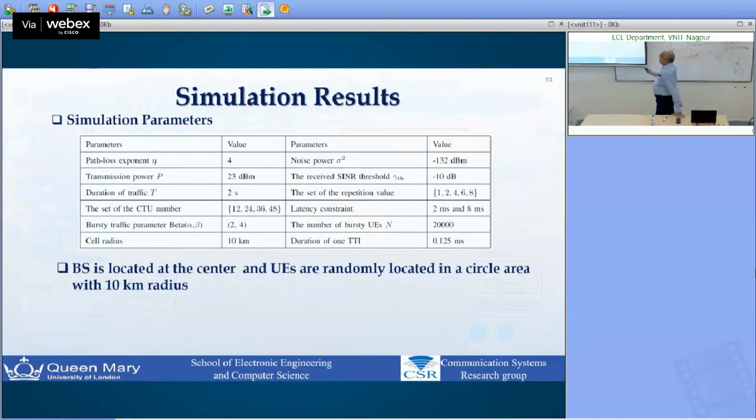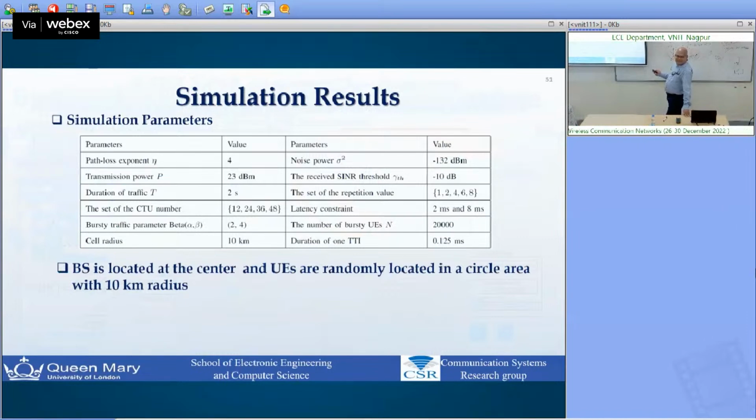So that agent can select one of these values, action. The agent can select 1, calculate the Q value. Select 2, calculate the Q value. 4, calculate the Q value iteratively. 6, 8. So whichever repetition gives the high Q value, take that action. Similarly, the other agent is going to select the CTU number 12, calculate Q. 24, 36. Whichever CTU number gives the high Q value, select that action at the beginning of each transition time interval. So one agent for here, another agent is here. This is the latency constraint.